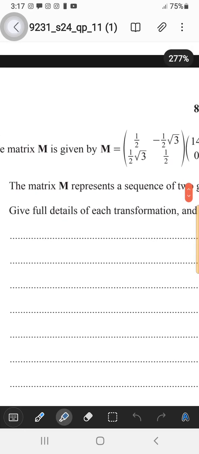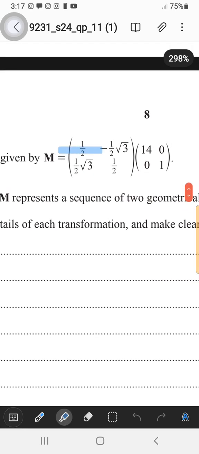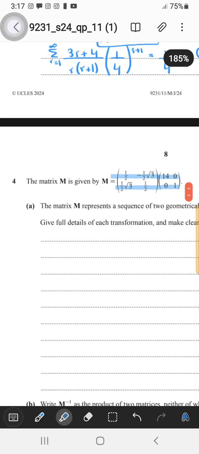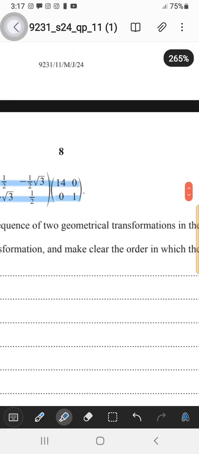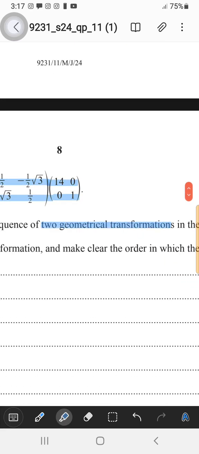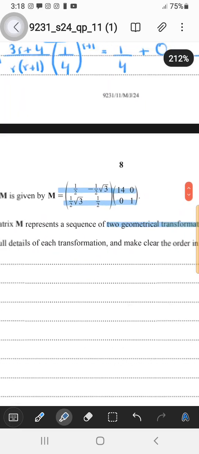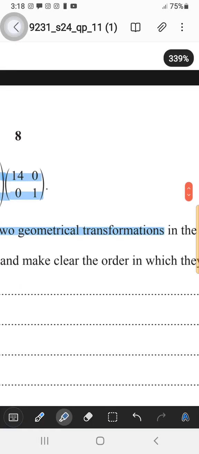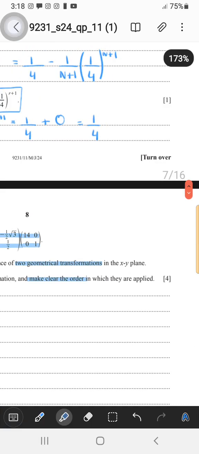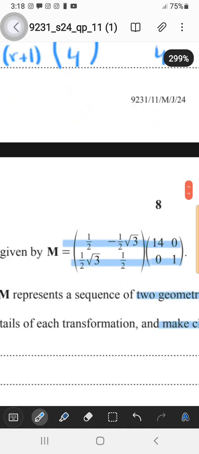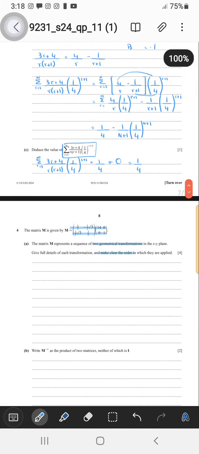The matrix M is given by this. Okay, so this is our matrix. The matrix M represents a sequence of two geometrical transformations in the xy plane. Give full details of each transformation and make clear the order in which they are applied. Okay, so we have to give a description, give full details of the transformation.